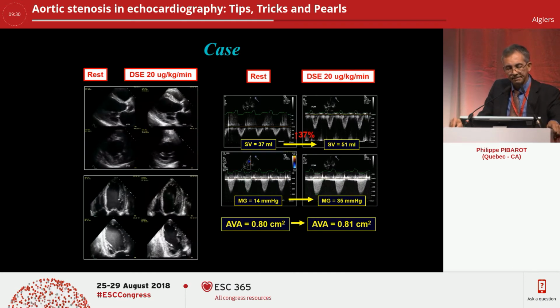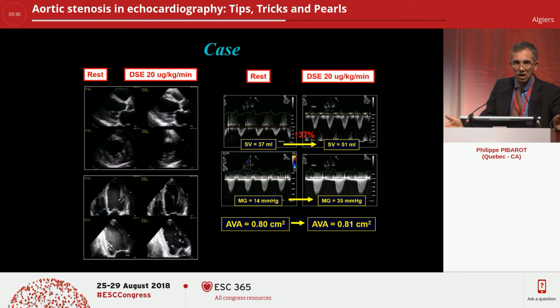So this is a case. You see a patient with severely reduced LV ejection fraction and low flow state. The stroke volume at rest was 37 ml, and the patient responded very well to dobutamine with an increase in stroke volume and LV ejection fraction. The stroke volume is now 51 ml, plus 37%. So there is flow reserve in this patient. The mean gradient at rest was pretty low, more in the mild range, 14 millimeters of mercury. But with dobutamine, there was a marked increase up to 35. That's good, but 35 is still not severe, not larger than 40. And the valve area was 0.8 at rest and is now 0.81.